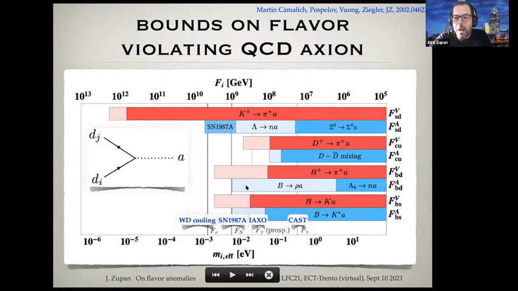The lightly shaded regions are the improvements, and in some cases, possible improvements in the future. And in some cases, these are really tremendous. The reason, for instance, in this particular case is that this was never searched for. So this would be B to rho plus missing energy, never searched for with some light missing mass.